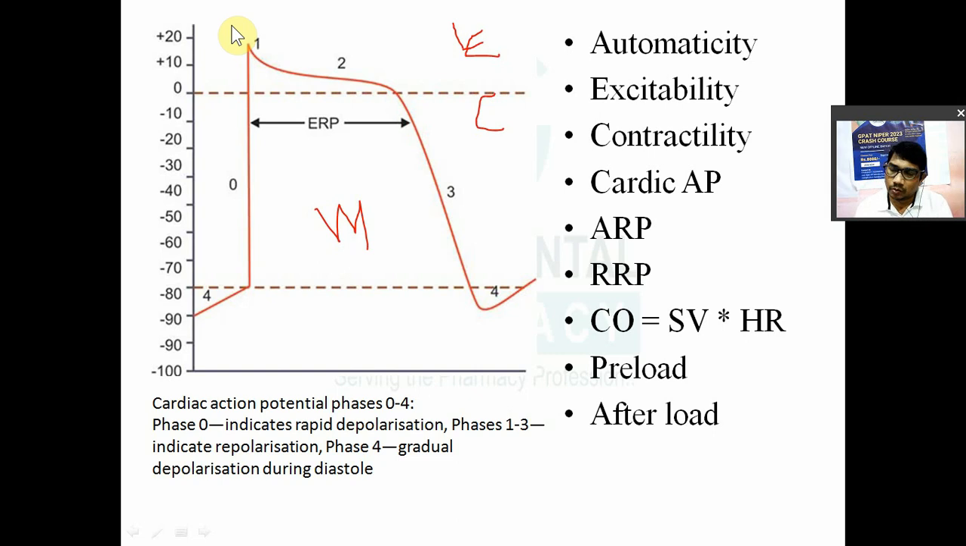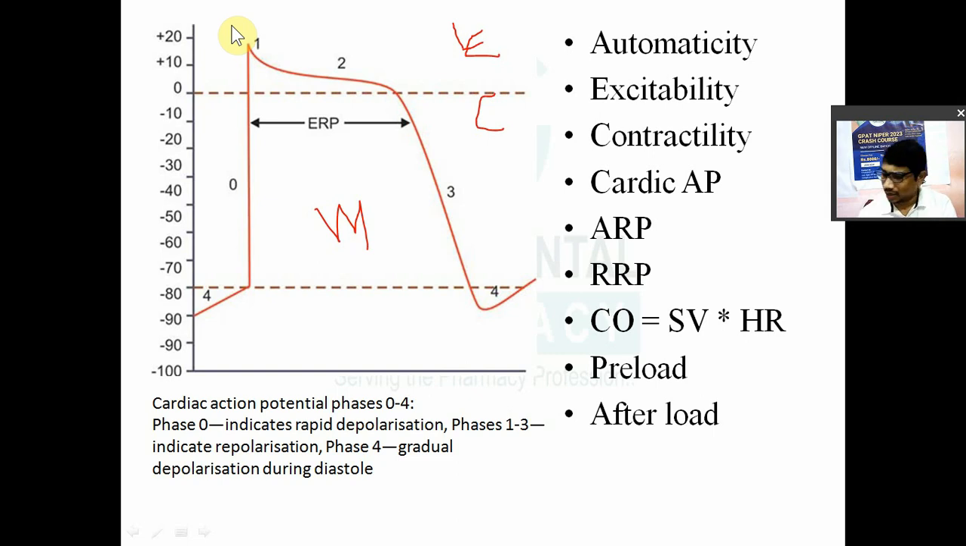So from the AV node it is conducted by the bundle of His, then distributed to the Purkinje fibers, left and right Purkinje fiber to the respective left and right ventricle. When the impulse goes there, the contractile tissue of your heart, that is the myocardial myocytes, get excited and they get contracted.